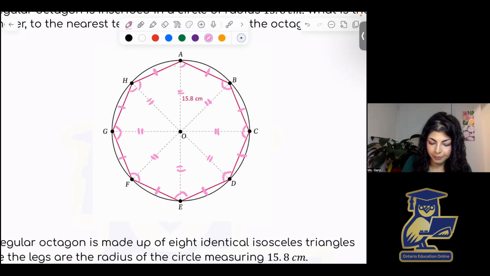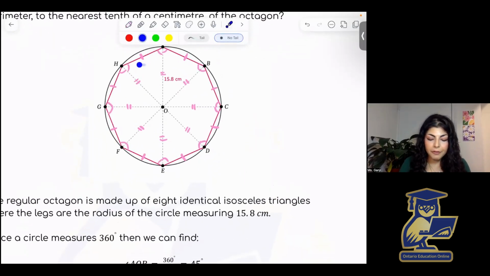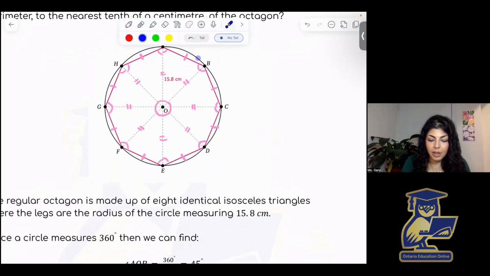Oh, and one more here. Now, we don't have enough information to know these, but we do know these angles here. Remember, all of these triangles are the same triangle. It's 8 of the same triangle, which means that all of these angles here are 8 of the same angle. And we also know that this interior angle of the circle measures 360 degrees.